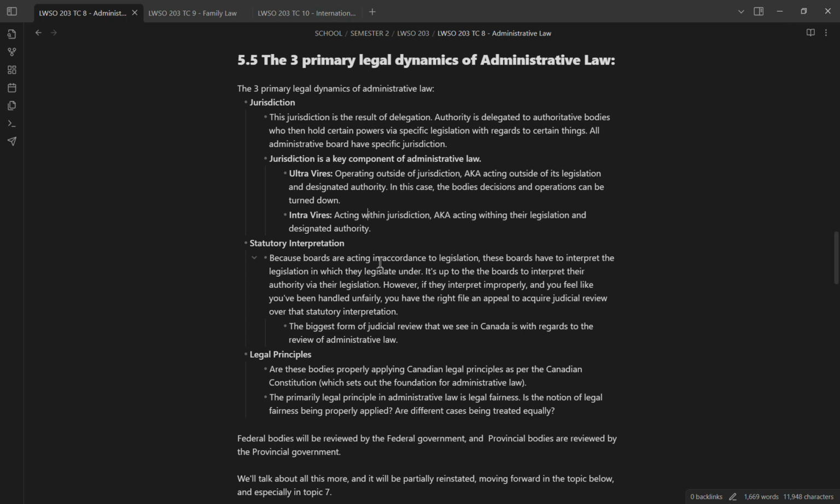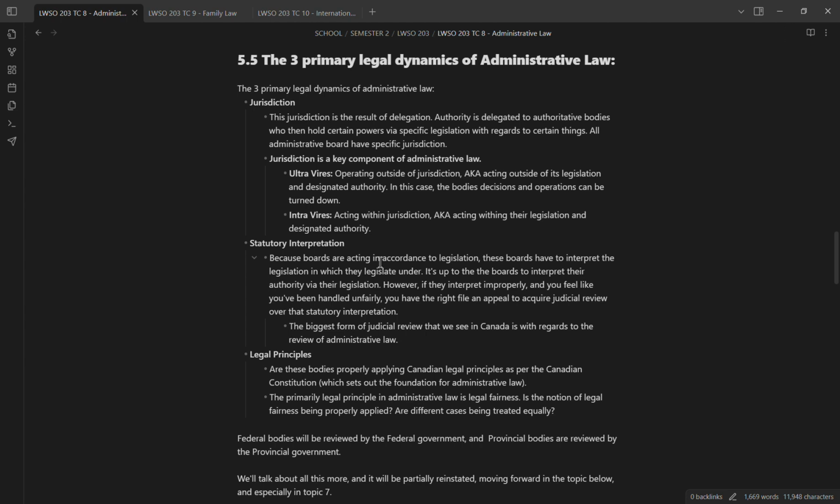The biggest form of judicial review that we see in Canada is with regards to the review of administrative law, right? People feeling indignant with regards to how an administrative board has handled them.